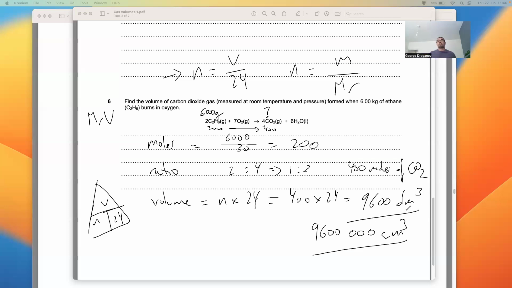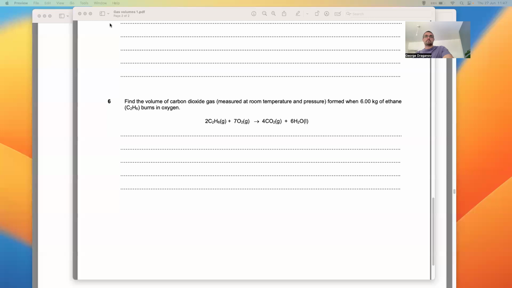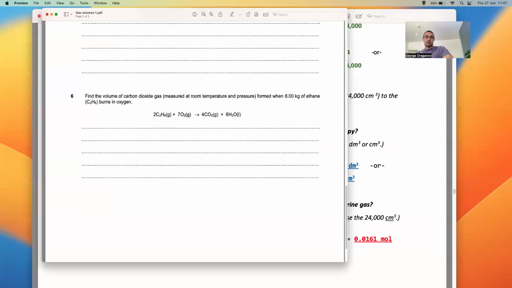And this is a full-on 3-mark question on volumes. So Mr V, moles ratio volume. That essentially completes the volumes topic. However, I need to show you one little trick in the gas volumes 2 sheet. So there'll be another few examples here. All these solutions are written in the answers.